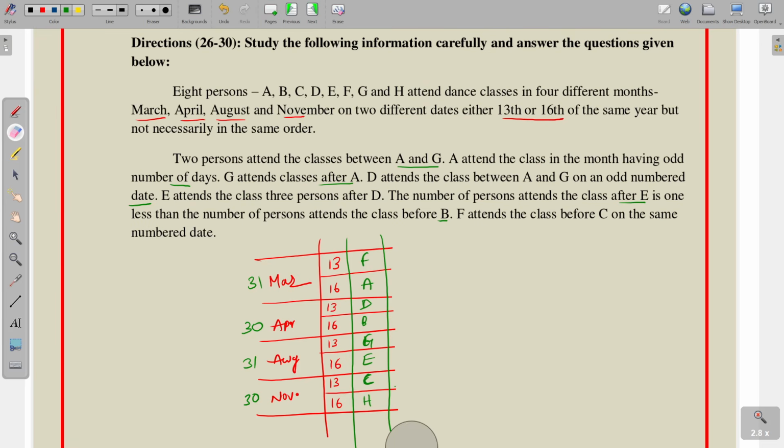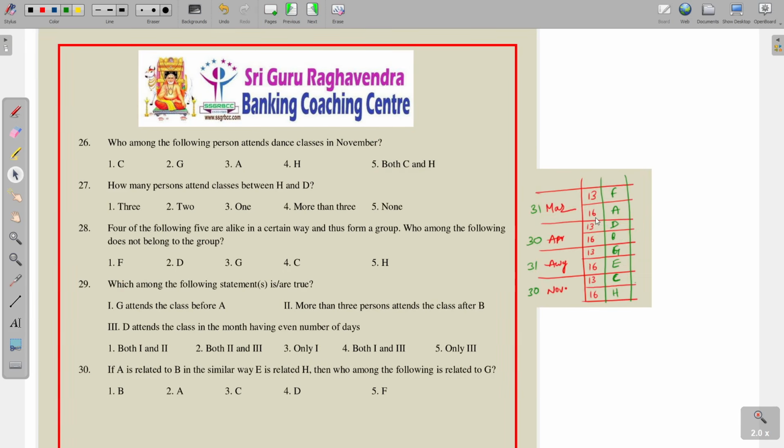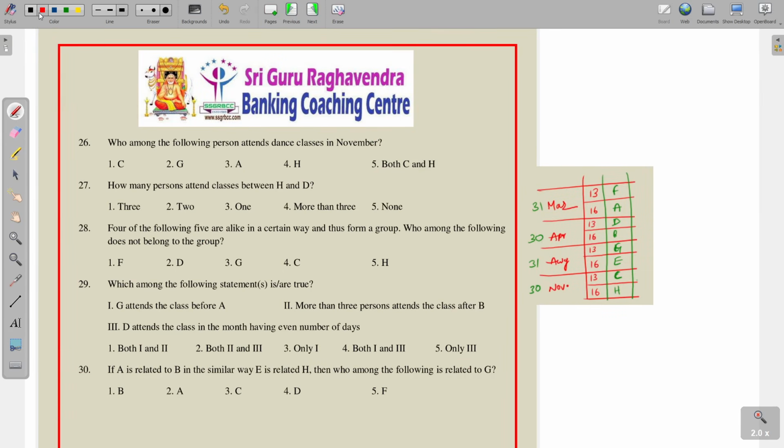Let us move on to the questions. See the first question, question number 26. Who among the following persons attended dance class in November? So November, C and H, both C and H. How many persons attend class between H and D? So between H and D, 1, 2, 3, 4 persons are there. So more than 3 persons.